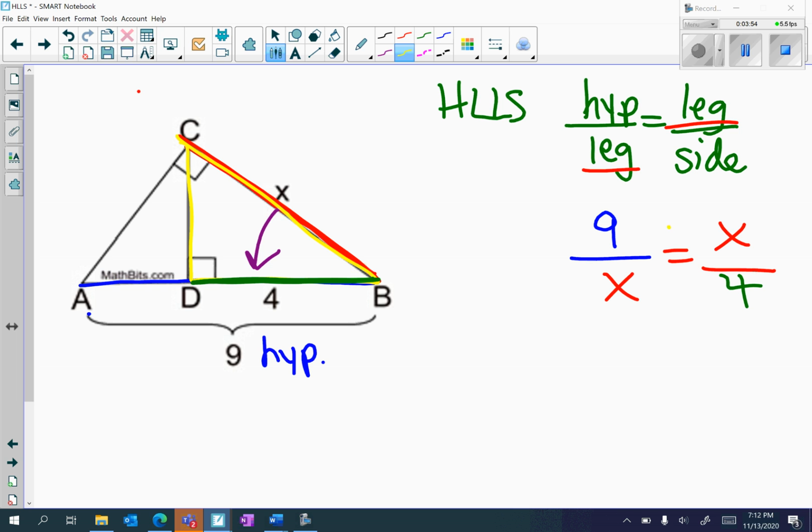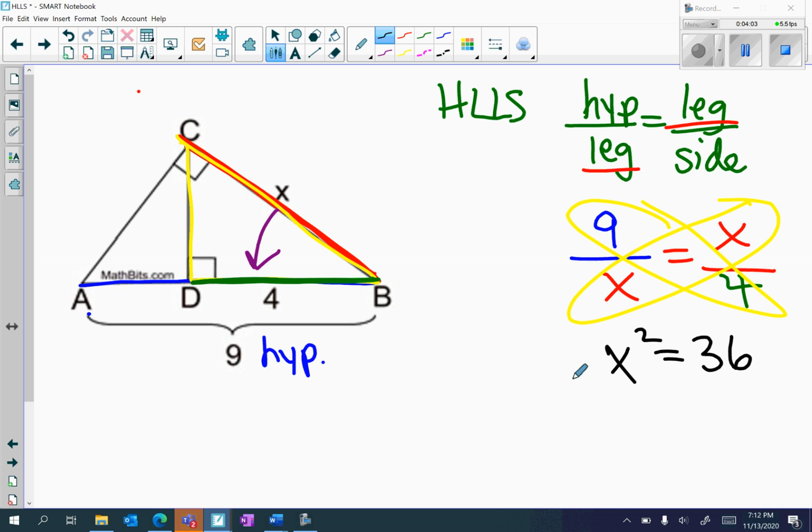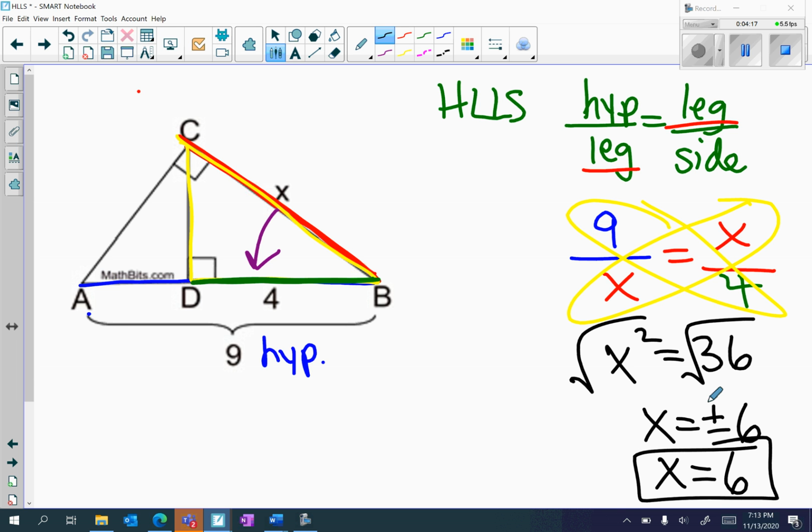Next, we're going to cross multiply. X times x is x squared is equal to 9 times 4, which is 36. Take the square root of both sides to get rid of the squared, and I'm left with x is equal to plus or minus 6. But since we're dealing with side length, it has to be positive 6. For this question, we used Hlls because I was given a leg, a side, and a hypotenuse.